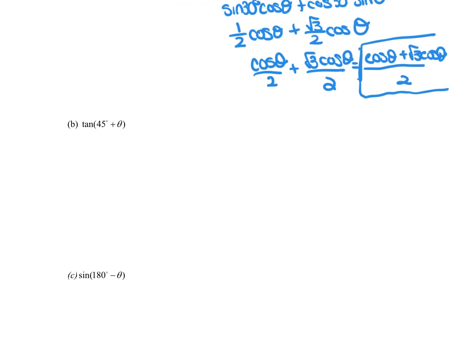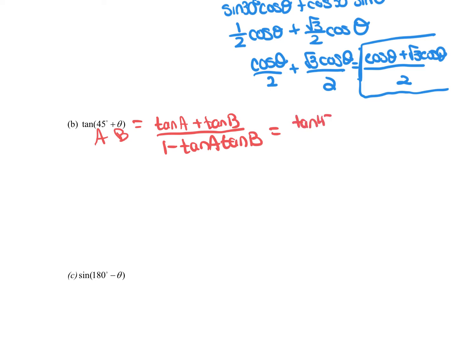Tangent. This formula expands out to tangent of A plus tangent of B over 1 minus tangent of A, tangent of B. A is 45 and B is theta. So this equals tangent of 45 plus tangent of theta over 1 minus tangent of 45, tangent of theta.